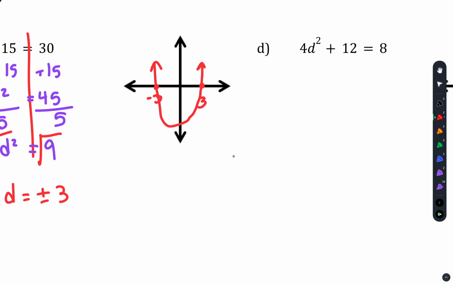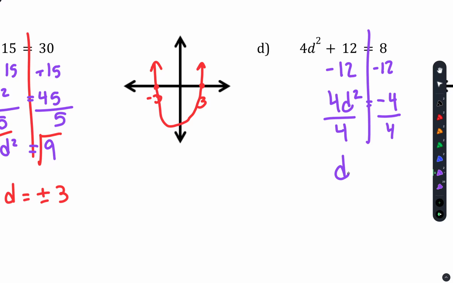Okay. Take a look at D. We're going to start this the same way, and then something weird's going to happen. So I'm going to move everything to one side. 4d squared equals -4. I'm going to divide both sides by 4. D squared equals -1. Does anybody see the problem yet? When I square root this, what's my problem? Not the 1. The square root of 1 is 1. It's the square root of a negative number.